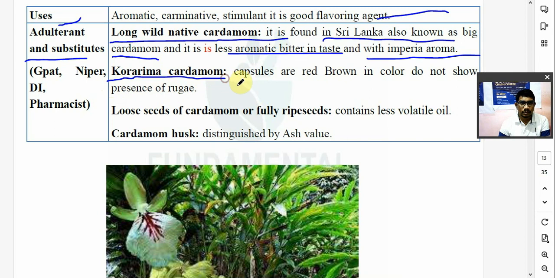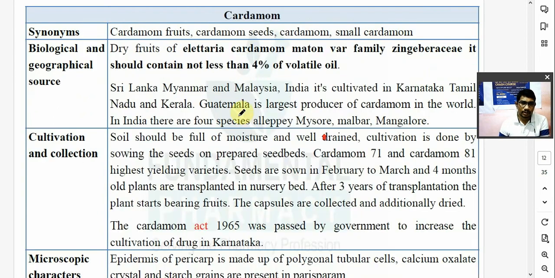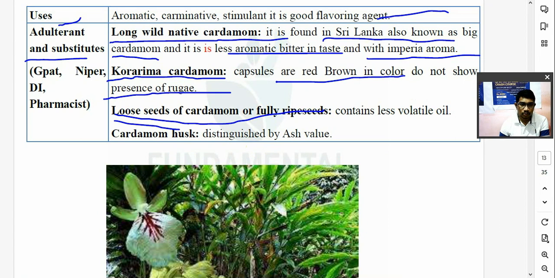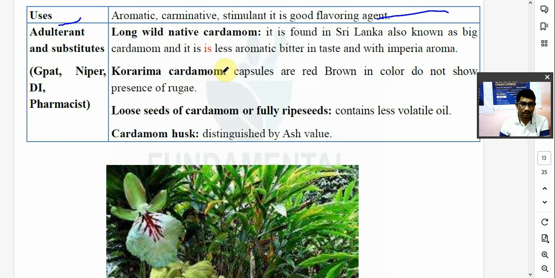Next is Korarima cardamom. Capsules of this cardamom are red brown in color and do not show the presence of raphe. The cardamom you have seen has a lining on top, so that lining is known as the raphe. Then loose seeds of cardamom are a substitute. Fully ripened seeds: normally cardamom is nothing but the dried ripe fruits, including the capsule, inside which are the seeds. Loose seeds should not be loose; they contain less volatile oil.